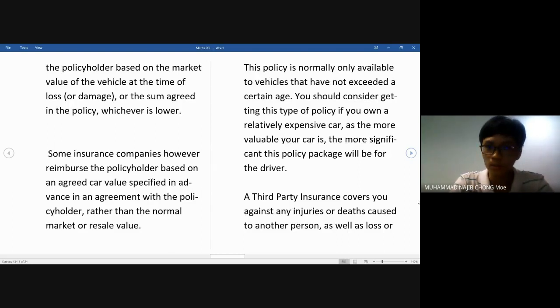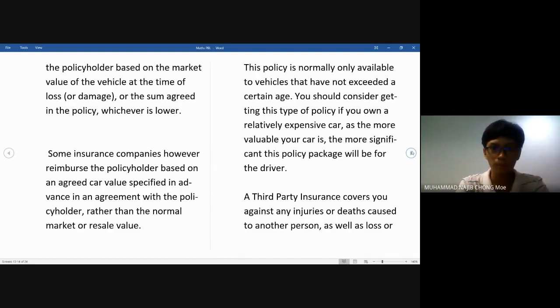This policy is normally only available to vehicles that have not exceeded a certain age. You should consider getting this type of policy if you own a relatively expensive car, as the more valuable your car is, the more significant this policy package will be for the driver.